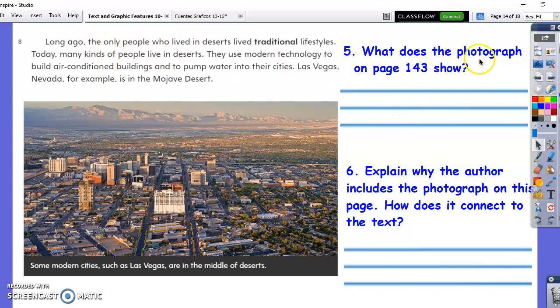This time it says, what does the photograph on page 143 show? I believe it's mentioned in both the text and the caption this time. And number 6, explain why the author includes the photograph on this page. How does it connect to the text? Again, read the text. They give a reason why they're showing this picture in particular. It has something to do with what is mentioned here.